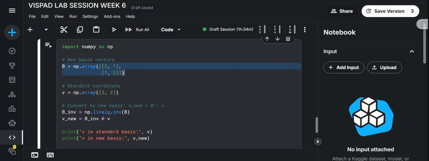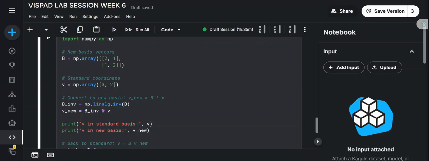So these are your new basis vectors, which have been placed in matrix form, and this is the standard coordinate that existed in the old vector space, the vector space that was spanned by the old basis vectors. So how do we find the new basis vectors?